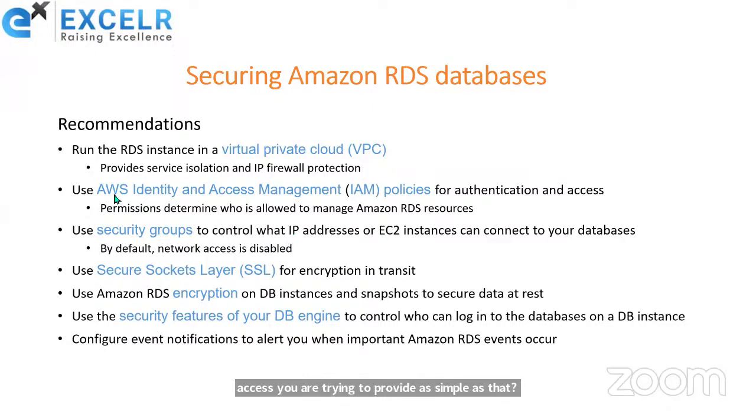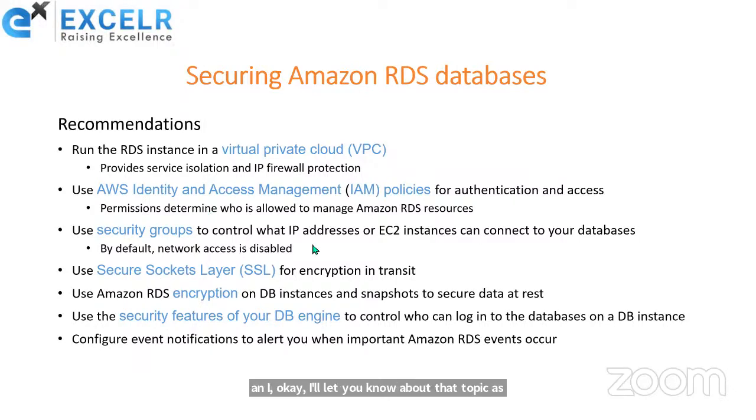And use AWS Identity and Access Management policies for authentication and access. So you can define IAM roles and users, and who can access your database. User level permissions and group level permissions can be defined for who can access your database, which is possible with IAM. We can discuss IAM tomorrow. What is IAM? I'll let you know about that topic as well.